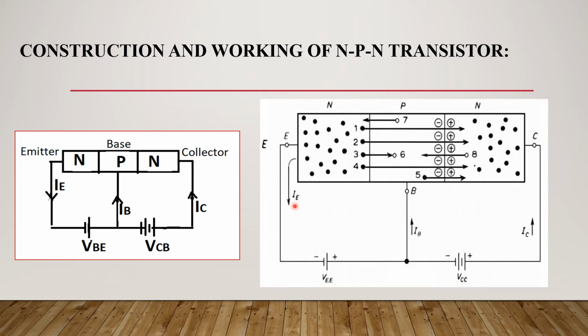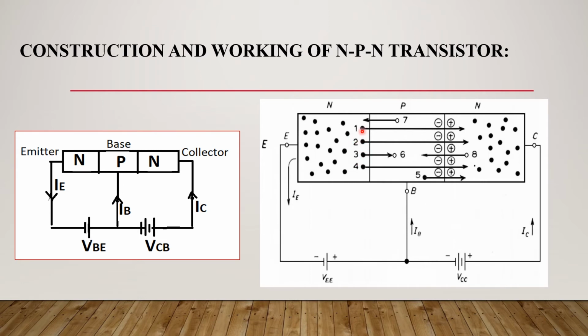but this IB, that is the base current, turns out to be a very small current, and the IC turns out to be a large current. Okay, this is large, this is also large, but this IB is very small. Okay, and IE is nothing but IB plus IC.